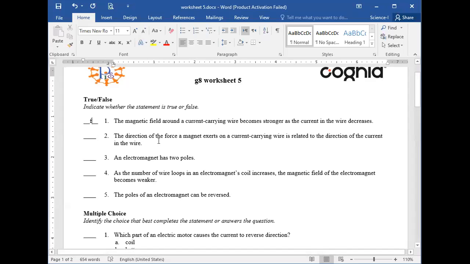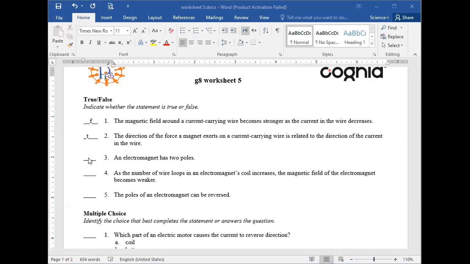The direction of the force a magnet exerts on a current carrying wire is related to the direction of the current in the wire. True or false? Yes, Maya? True, of course, because if the current direction changes, the poles of the magnet will change. So the magnetic field will change also. So the direction of the magnetic force depends on the direction of the current. So it's true.